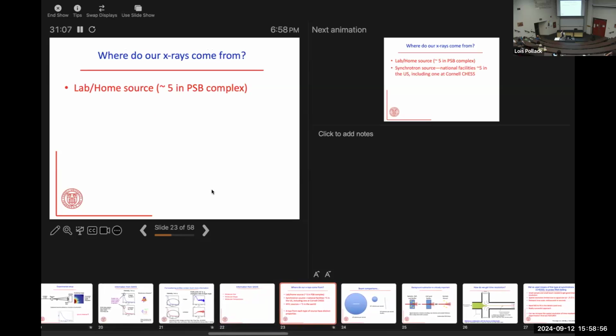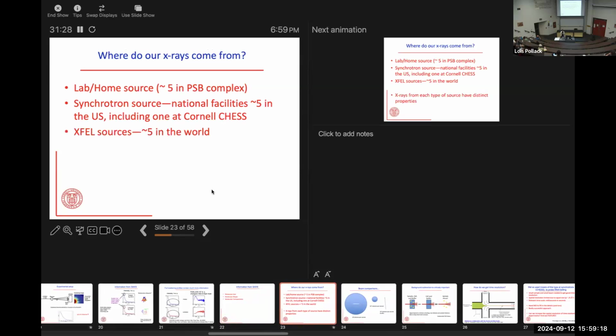So we have a home source, and there's about 5 of them in the complex that I work in. It's called the PSB complex. So these are really common things, right? We also can get X-rays from synchrotrons, and these are national facilities. And there's about 5 in the United States, including one that we have at Cornell called CHESS. And our X-rays can also come from X-ray free electron laser sources. There's about 5 in the world.